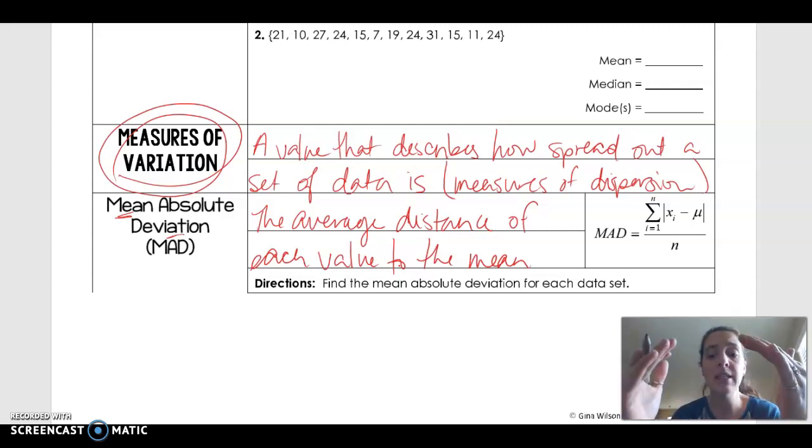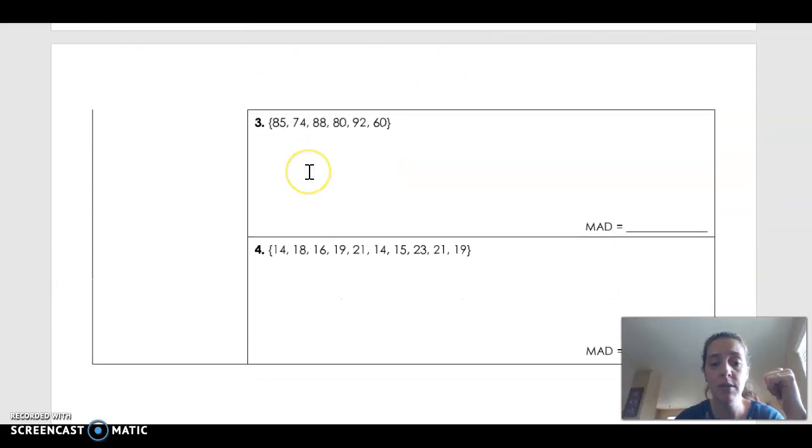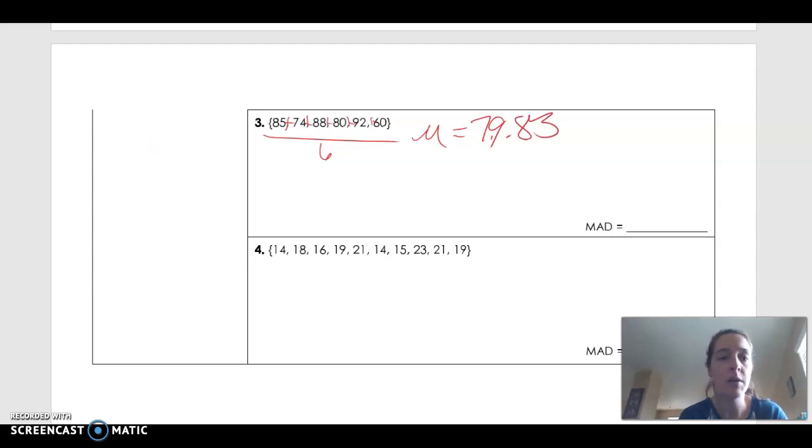So again, you have to go back to the beginning and find the mean, and then you can find the rest of these pieces. So let's look at an example together. We're being asked here to find the mean absolute deviation. So the first step is I always have to find the mean. In order to do that, I would add all of my values together, and then I would divide by 1, 2, 3, 4, 5, 6 to get the mean. So the mean, and I use my symbol, mu, in this case was 79.83.